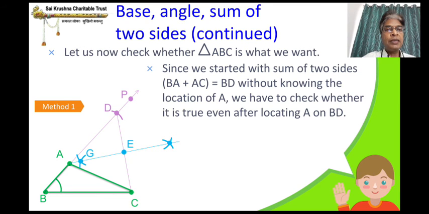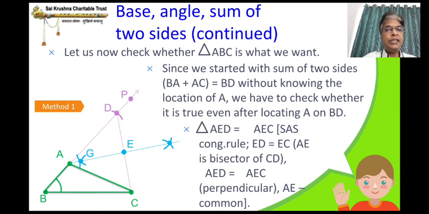But we didn't know at that time where A was, without knowing the location of A. Now we have to check whether it is true even after locating A on BD. So first we drew BD equal to BA plus AC, but we didn't know A. But now we know A, we have to check whether BD equal to BA plus AC.